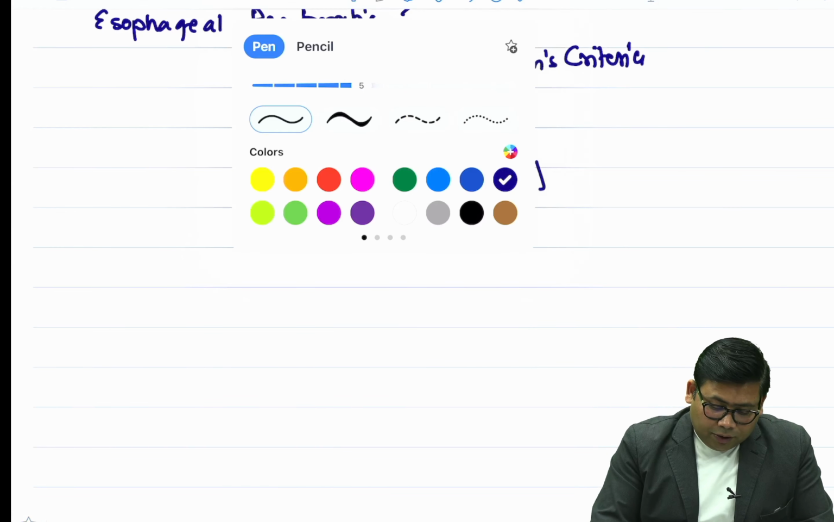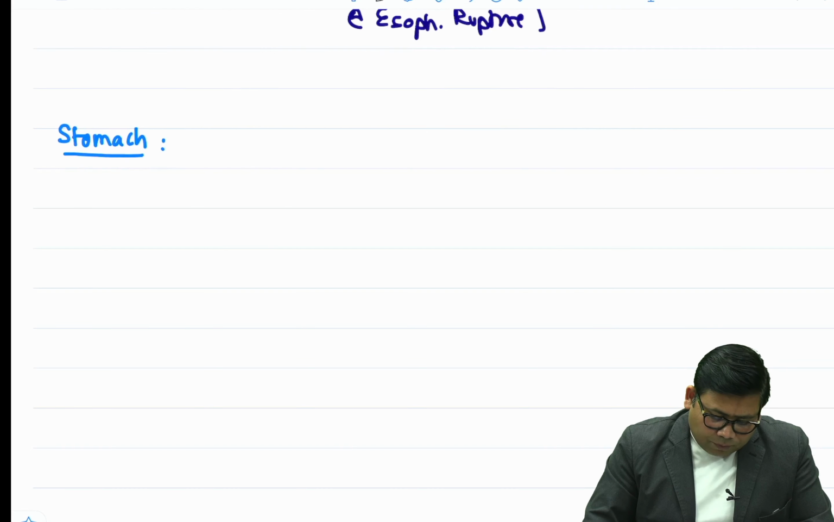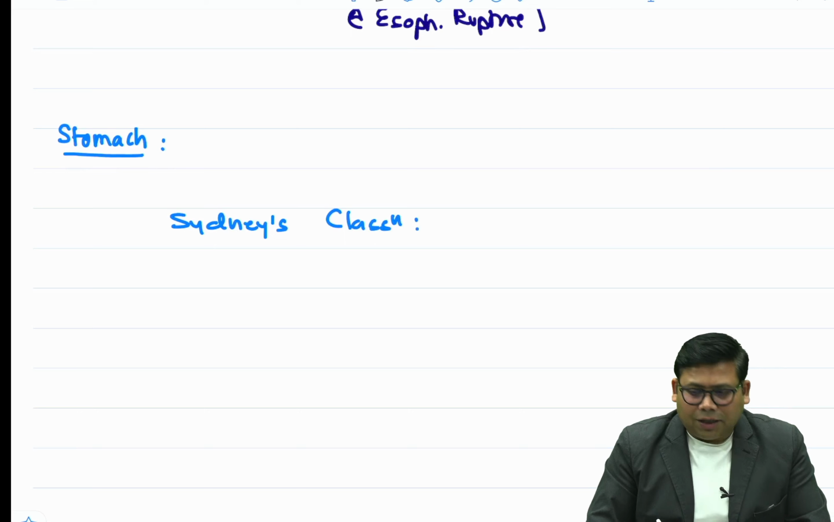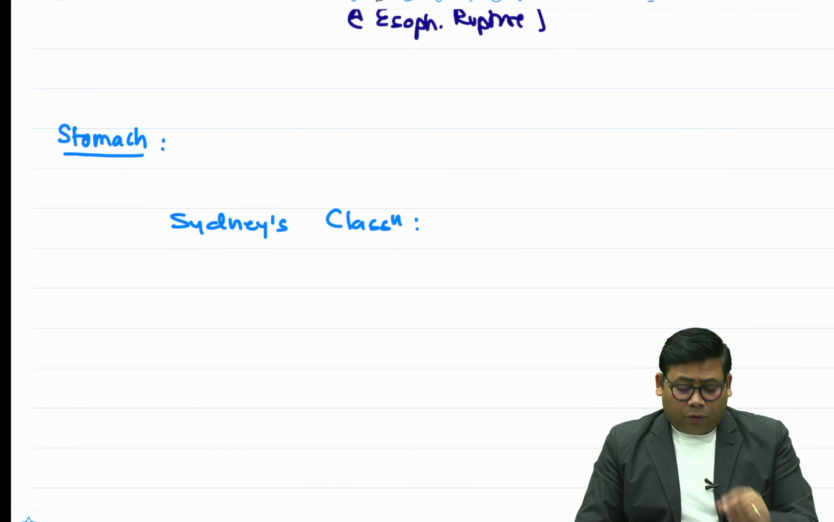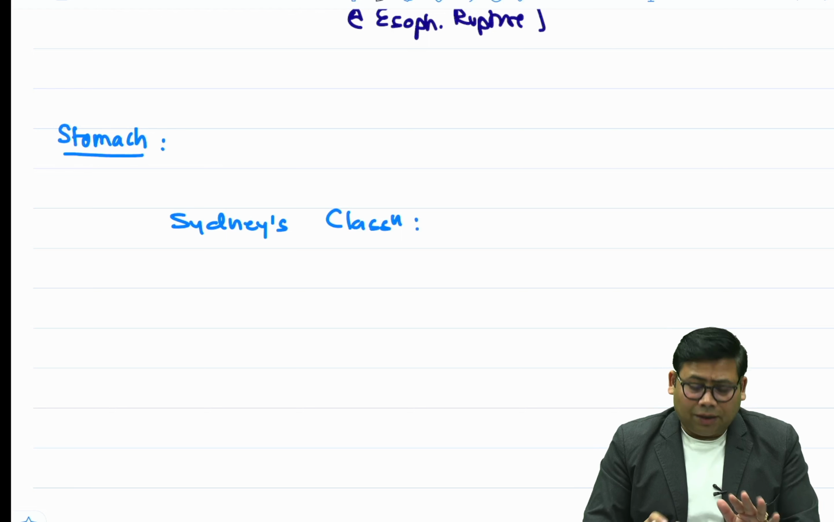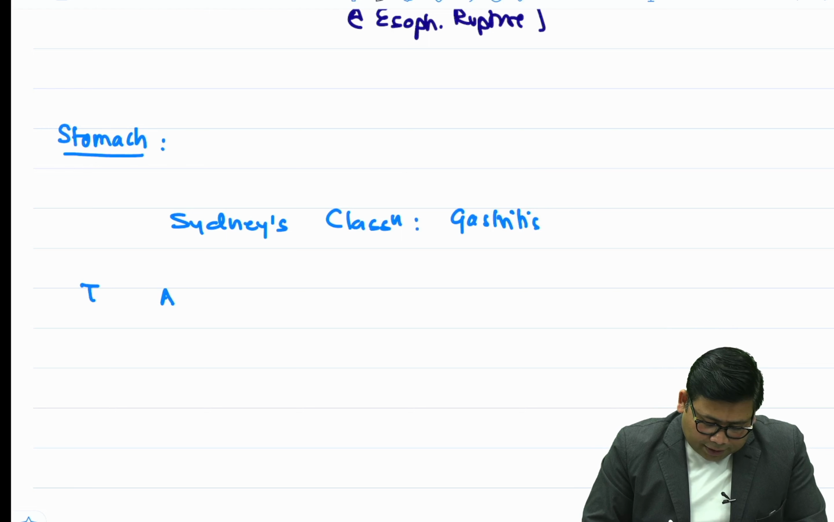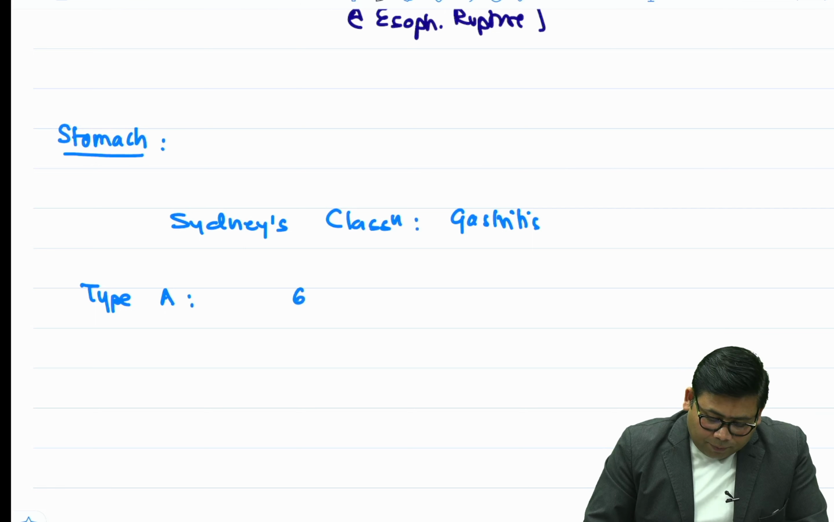in that case you can also go for conservative management. Then when we go to the chapter of stomach, you also have certain classifications here, and the most important here is Sydney's classification. When we talk about Sydney's classification, what are the important things that we need to understand? Very important. It is nothing but a classification for gastritis, and you know we have type A gastritis, type B gastritis.